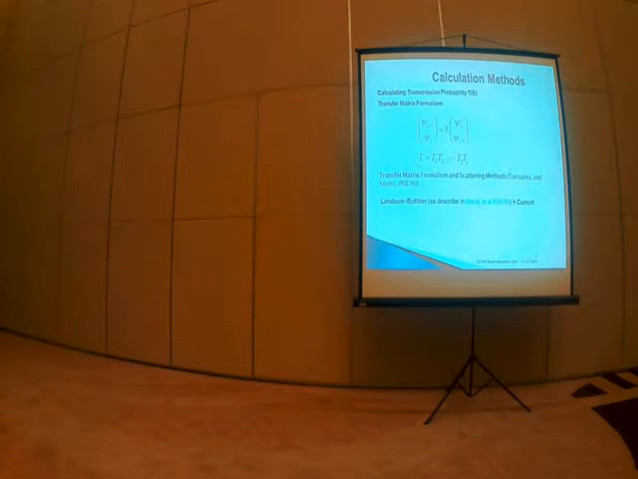And then from the transmission probability, we can calculate current using the Landauer-Büttiker formalism with this formula. In the calculation of current, we assume that the potential drops in between the two electrodes symmetrically.